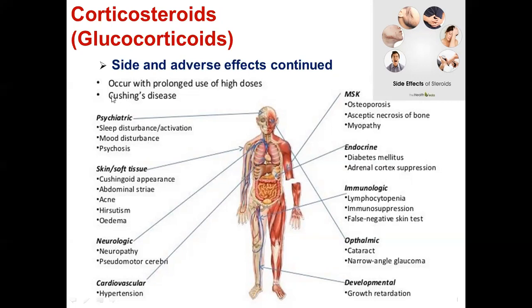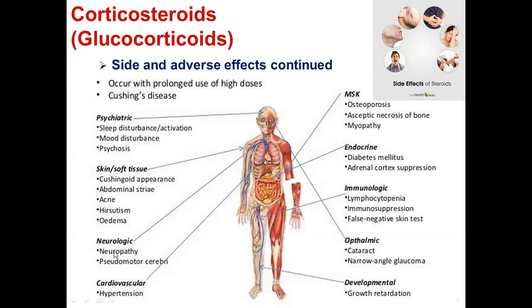Patients develop Cushing disease. I say Cushing syndrome or disease is too much steroid hormone made by the adrenal gland, or the patient uses corticosteroid or glucocorticoid for a long time. Some patients have psychiatric problems, like sleep disturbance, mood disturbance, or psychosis. Skin and soft tissue changes include abdominal striae, acne, hirsutism, and edema.